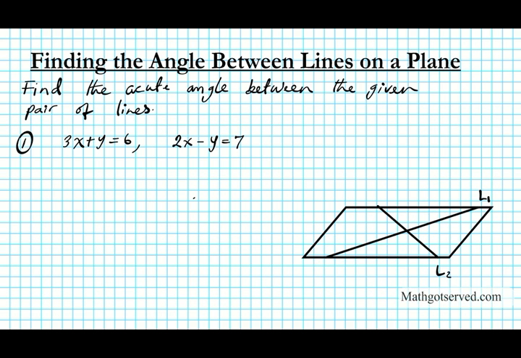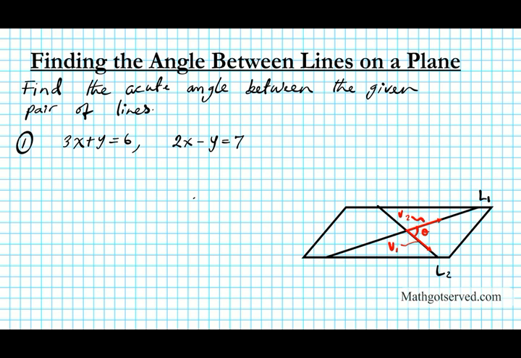So this is L1 and L2. So all I need to do is find two vectors, okay? So let's say we have one vector going from here parallel to L1, and then another vector parallel to L2. So if I can find the angle between these two vectors, that will basically tell me what the angle is between the two lines, okay? So this is theta right here, and then let's call this V1, and this is V2, okay?